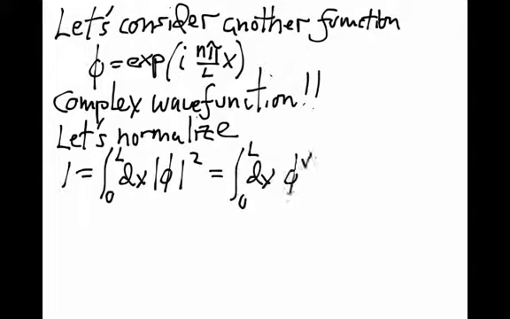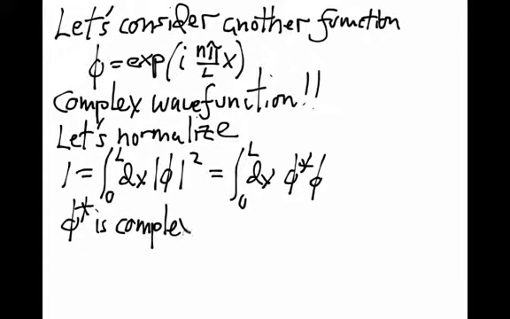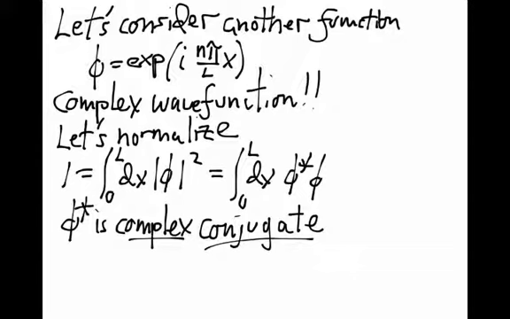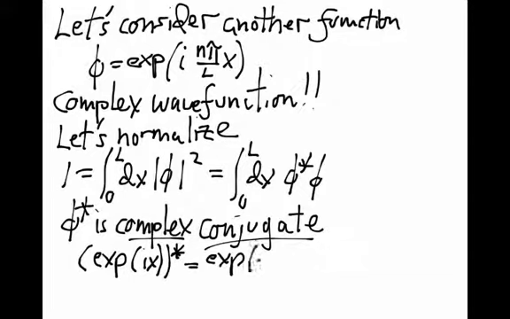Because that's equal to the integral from 0 to L dx of the complex conjugate psi star times psi. That's what magnitude squared means. And psi star is the complex conjugate of a complex number. And actually for e to the i n x, e to the i k x, it's really easy to deal with. The complex conjugate of e to the i x is just equal to e to the minus i x. You just change the sign in the exponent of e to the x.